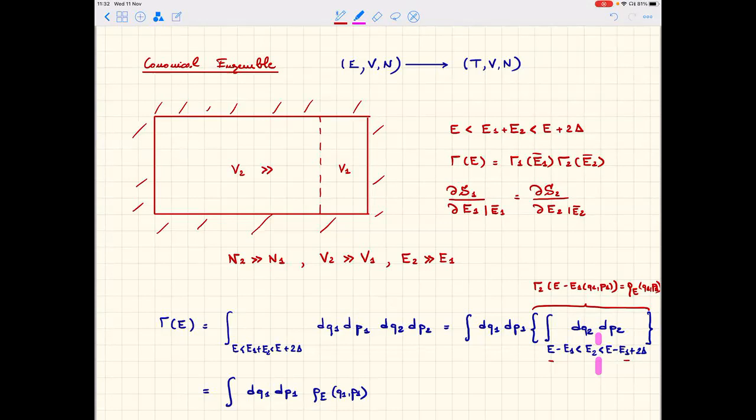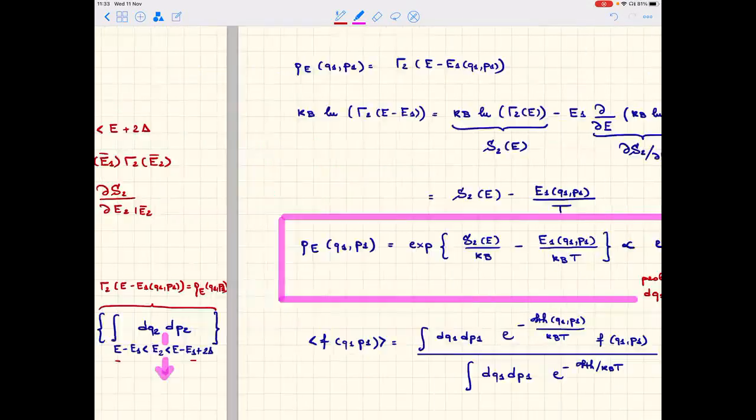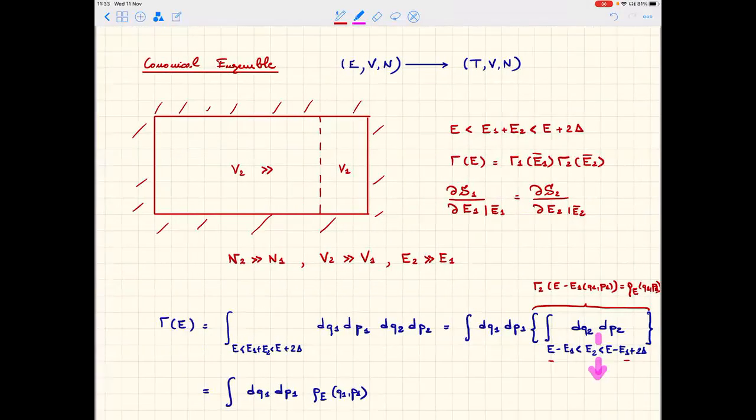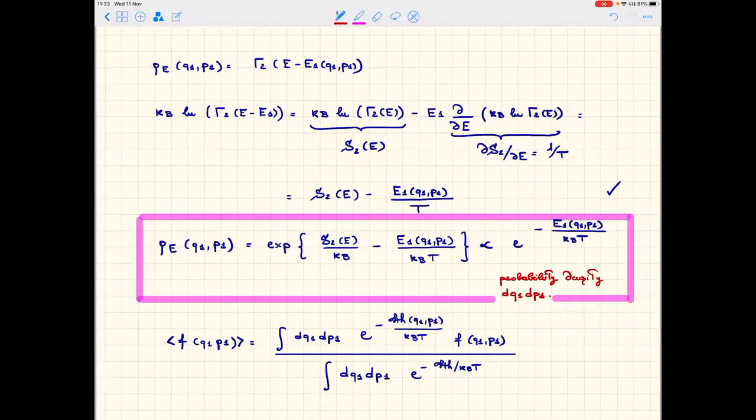Of course, you can do the opposite. You can integrate over dq2, dp2, and then integrate explicitly in here over q1 and p1. But then the problem is that you will get something of this type. Instead of rho of phi q1, p1, you would get here rho of phi q2, p2, which is equal to gamma 1 e minus e2.